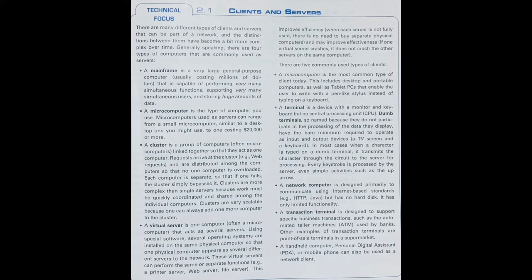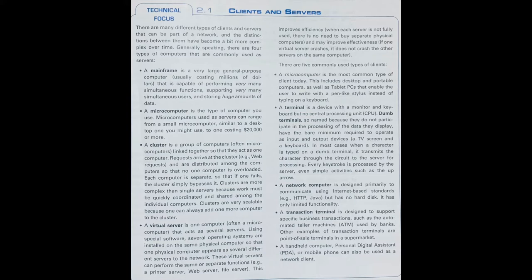Generally speaking, there are four types of computers that are commonly used as servers. And let's just go through them real quickly. The first one is a mainframe, which is a very large general purpose computer, usually costing millions of dollars, that is capable of performing very many simultaneous functions, supporting very many simultaneous users, and storing huge amounts of data.